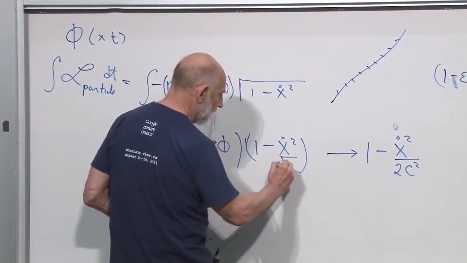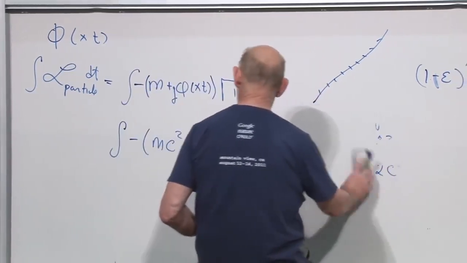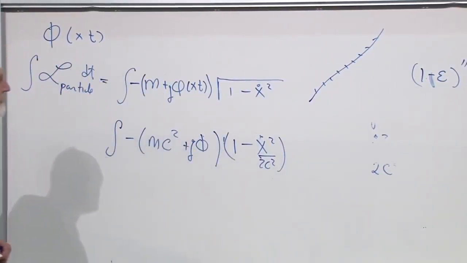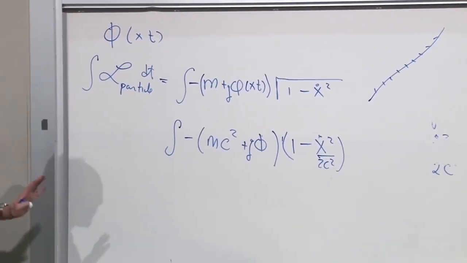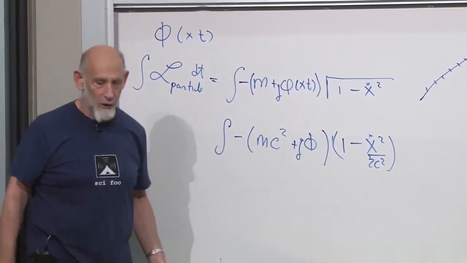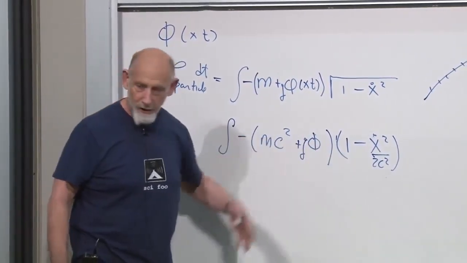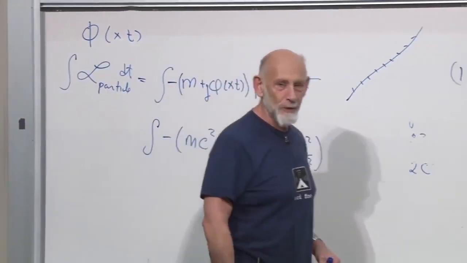Over 2c squared. Now we look at this and we try to find the biggest pieces, the pieces which are most important when the speed of light gets large. The obvious first piece is mc squared, just mc squared times 1. But mc squared times 1 is just a number.